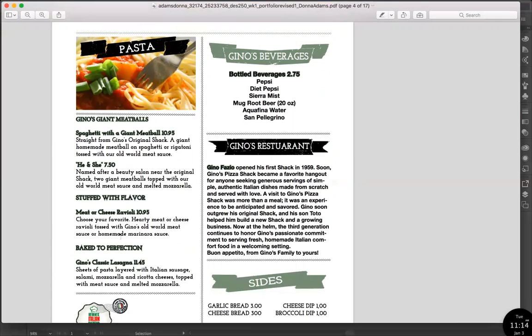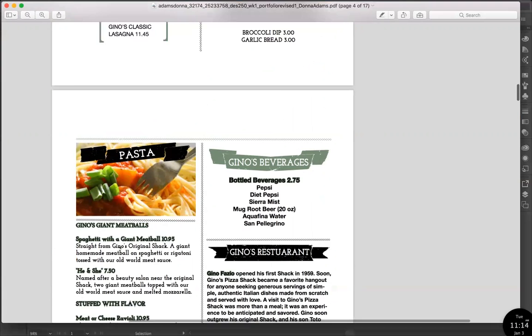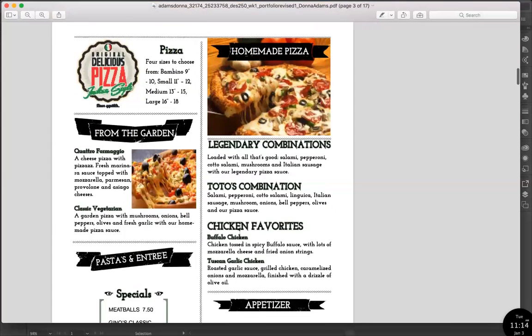But if you were to close up some of these gaps here, bring things closer together in proximity, it'll create more room, which would allow you to make the Gino's Giant Meatballs and stuffed with flavor stand out more in size. And the same with this would go up closer to the baked with perfection. So again, try to keep the spacing consistent.